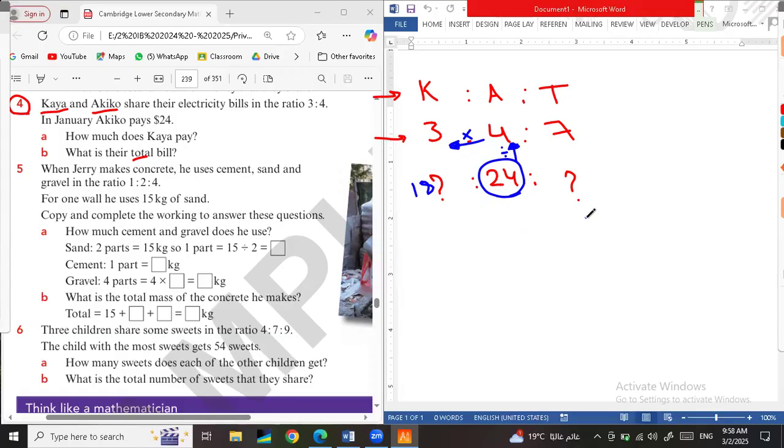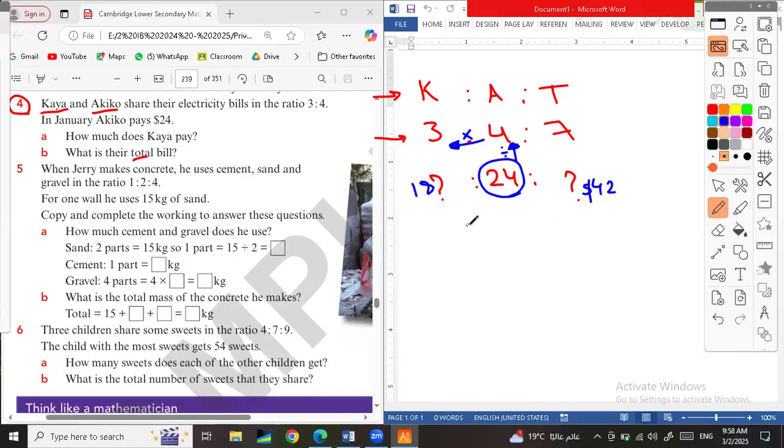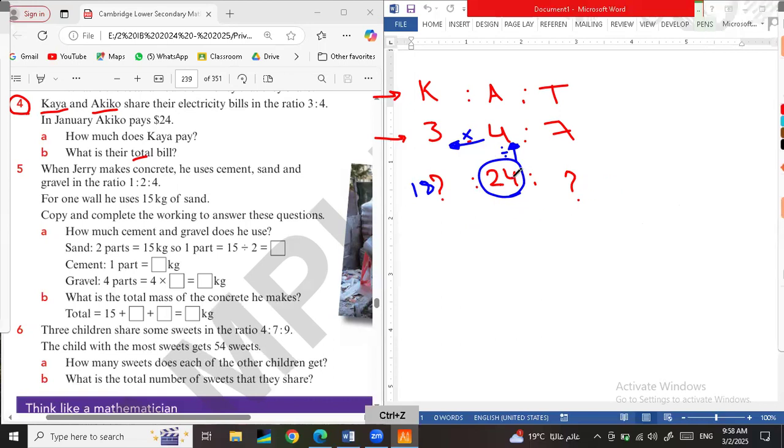So what is the total? I can say the total is 18 plus 24, which gives me exactly $42. That is the total if I get it through addition. Someone might say to me, oh, Mister, one second, can I do the same thing here with the 7 in order to get the total? Yes, you can. We agreed that when I added them up, it was 42. Let's see if I do the same thing.